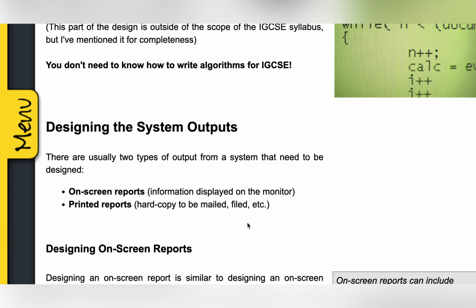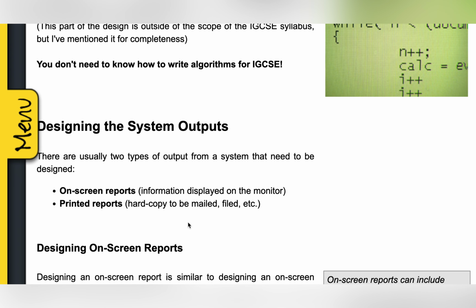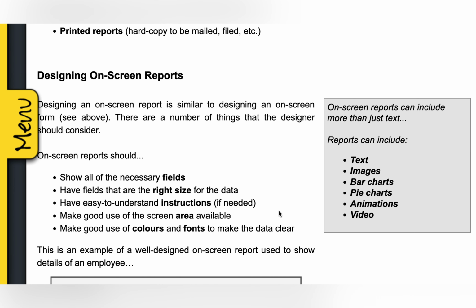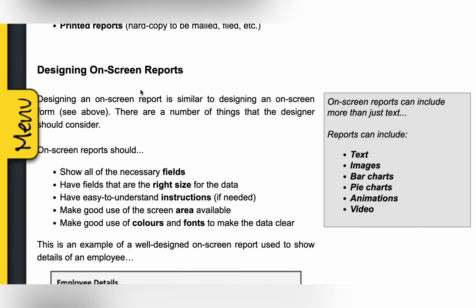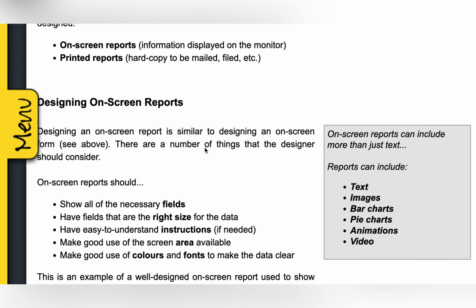Now the next thing is designing the system output. Here you look at the on-screen report and the printed report. The on-screen is when you are viewing it from the monitor, the computer. The printed report is a hard copy that you mail or you file in your files and folders. Now let's look at designing the on-screen report, and then we look at designing the printed report.